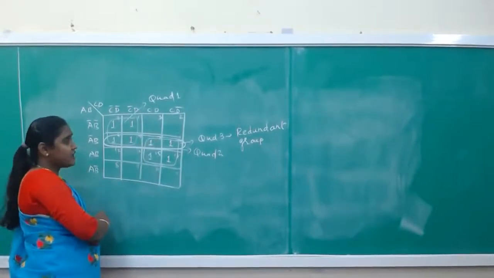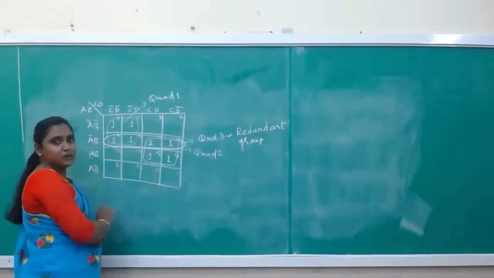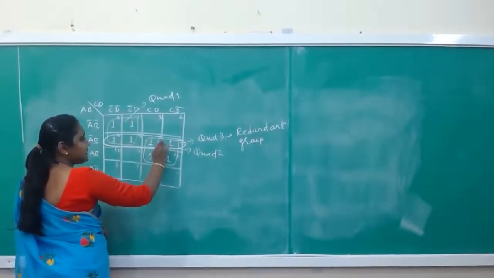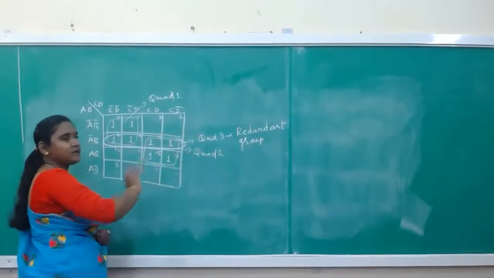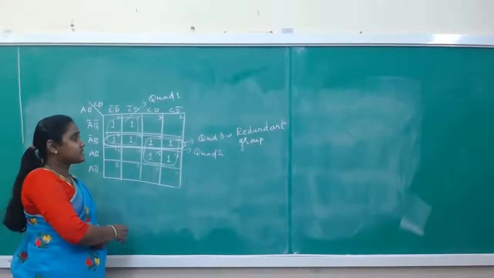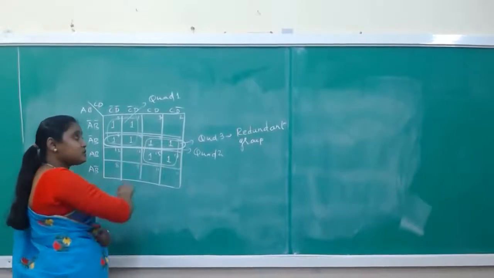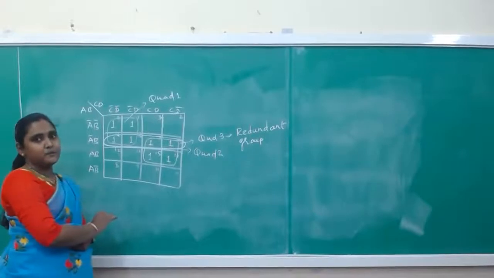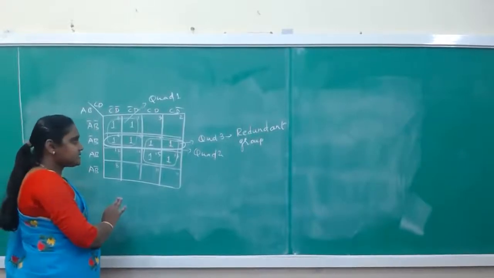How that exactly functions, you will see by solving the problems, right? So this is quad number 1, this is quad number 2, whereas quad number 3 is not required for finding the expressions. Okay, but it is also a group. Such groups are called redundant groups. Okay, so what is a redundant group?